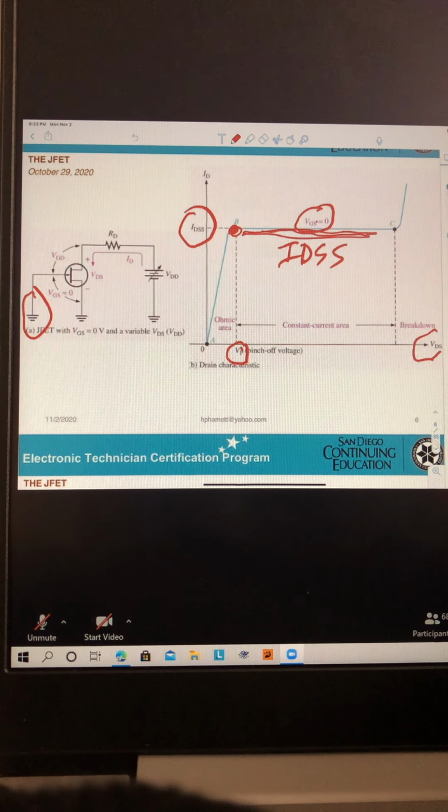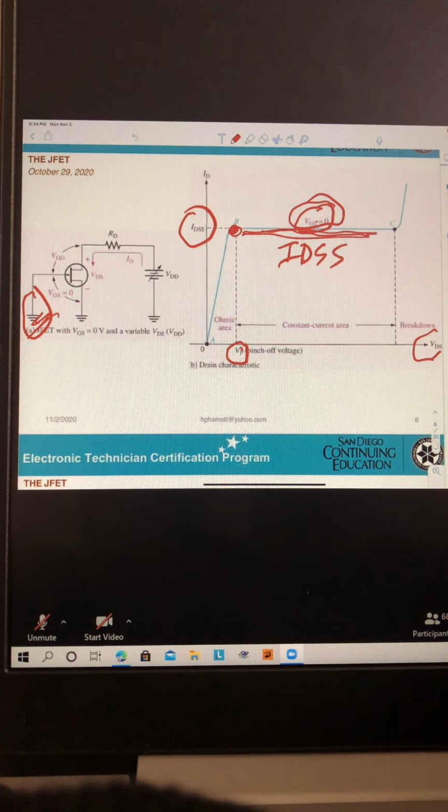So now, what is IDSS? It means the maximum current. However, that maximum current only happens with VGS equals 0. That's what they call IDSS.